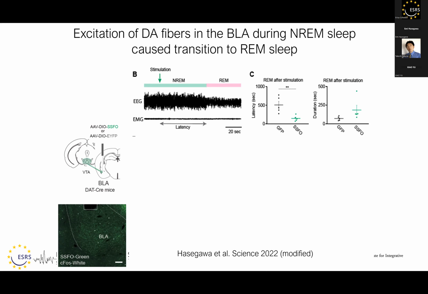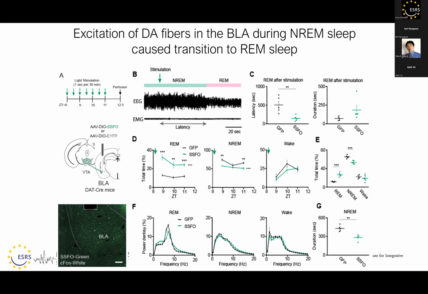And then we bilaterally implanted optical fibers in the BLA. Optogenetic excitation of DA fibers in the BLA during non-REM sleep caused a transition to REM sleep, which began about 120 seconds after stimulation, which was significantly shorter than the control. Additionally, the duration of REM sleep after the stimulation was increased as compared with control. Excitation of DA fibers in the BLA by applying light pulses every 30 minutes from ZT8 to ZT11 increased REM sleep amount at the expense of non-REM sleep.